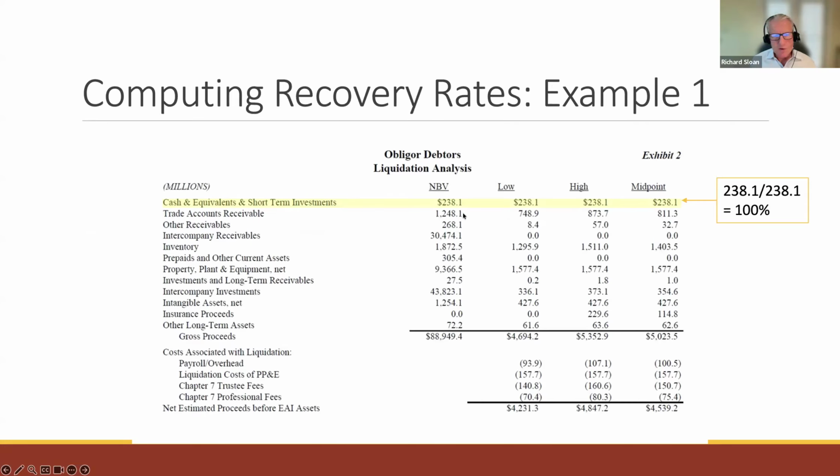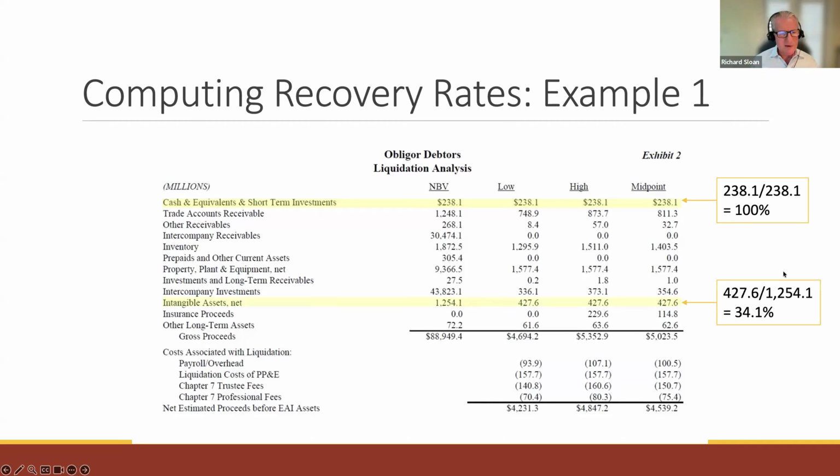You can see that in this company, Lyondell Chemical Company, if you're interested, they say that the cash on the balance sheet is 238. Its expected liquidation value is 238, both the low, the high, and the midpoint, and so you get 100% recovery.